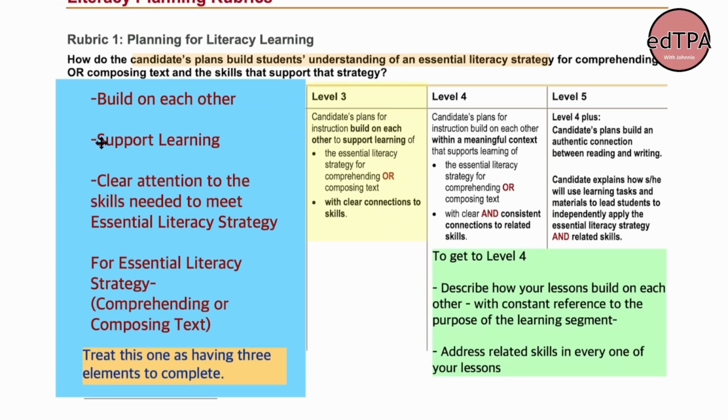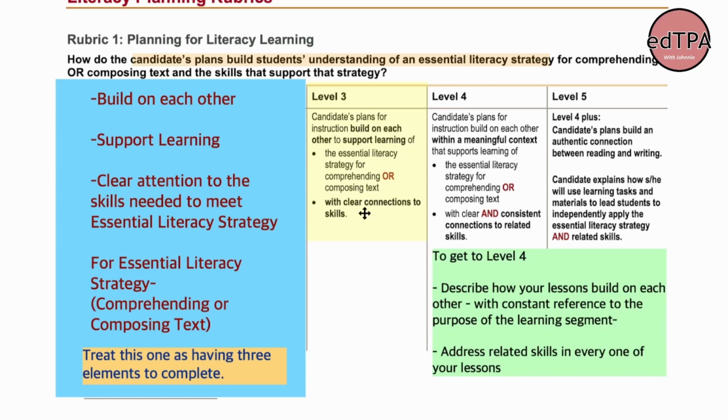Rubric 1 is Planning for Literacy Learning. How do the candidates' plans build students' understanding of an essential literacy strategy for comprehending or composing text and the skills that support that strategy? We're always looking for level 3. Candidates' plans for instruction build on each other to support learning of the essential literacy strategy for comprehending or composing text with clear connections to skills. Okay, so this is the minimum.